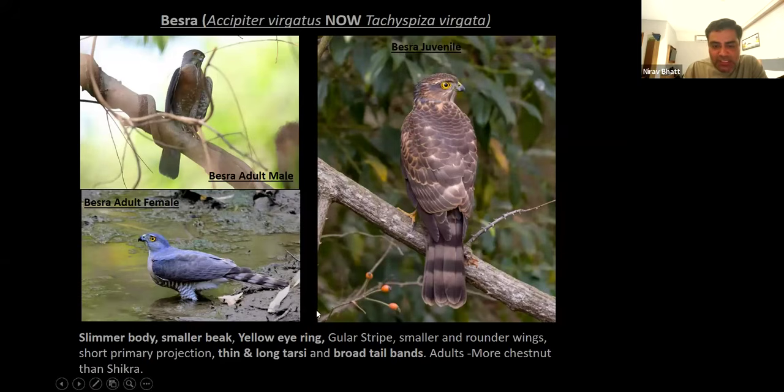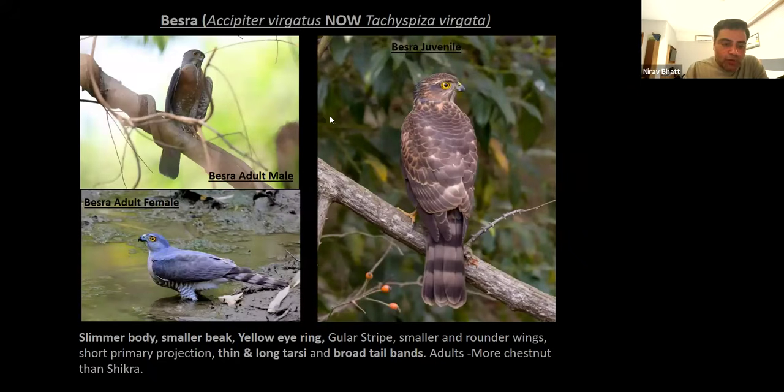And the last point is the tail bands. Now in adult Shikra that we saw, the upper tail feathers are usually plain, but in Besras, there are prominent dark bands which are seen on the tail. This is one very important ID pointer. Similarly, in the juveniles, broad dark bands which are almost equal length with the pale. This is the most important ID pointer for Besra.